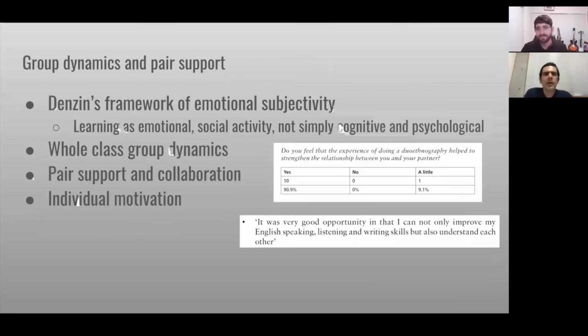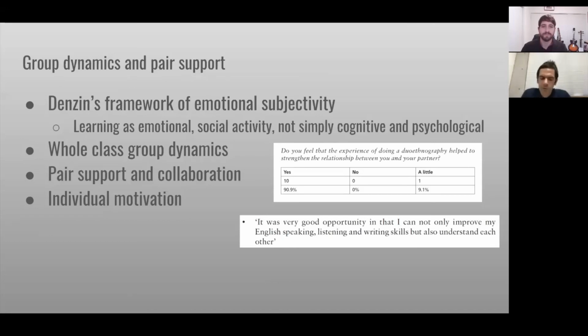Okay, and on my side, in my chapter, I was interested in the group dynamic aspects of it and how they work together as a pair and as a whole class group, and also how it increased their own individual motivation. So for this, I used Denzin's framework of emotional subjectivity. Basically, in this framework, he identifies 6 categories of emotional subjectivity: feelings in common, fellow feeling, emotional infection, emotional identification, shared emotionality, and spurious emotionality.